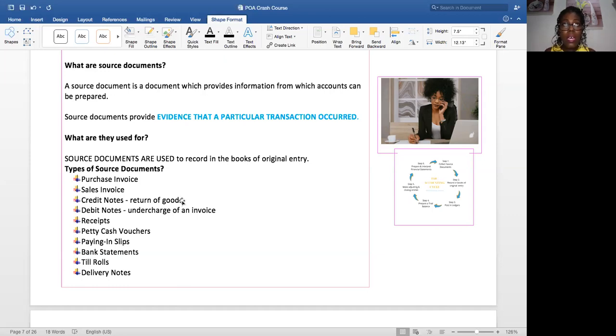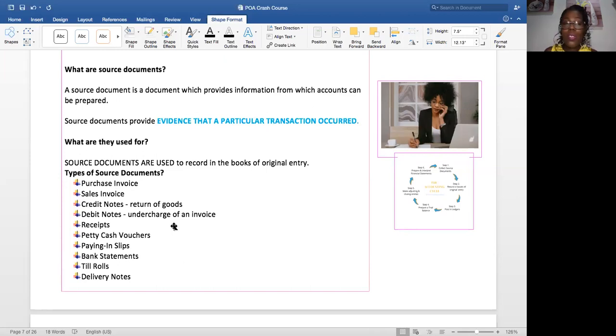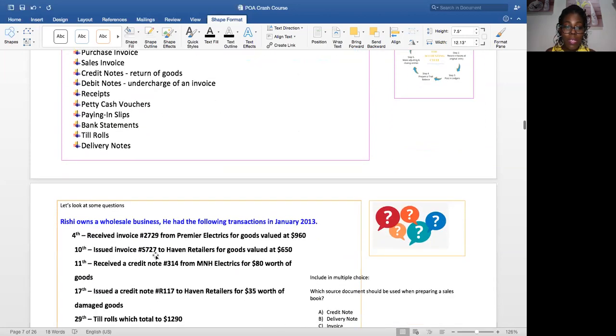Delivery notes, these are again source documents that somebody would get when they deliver an item, especially to a warehouse. Or in instances where you don't want the person to see what the price of something is, they give you a delivery note, and the invoice will be sent to the accounting department. All right, so source documents. If you get a multiple choice question and they ask which of the following are source documents, you should be able to pick them out now that you know what source documents are.